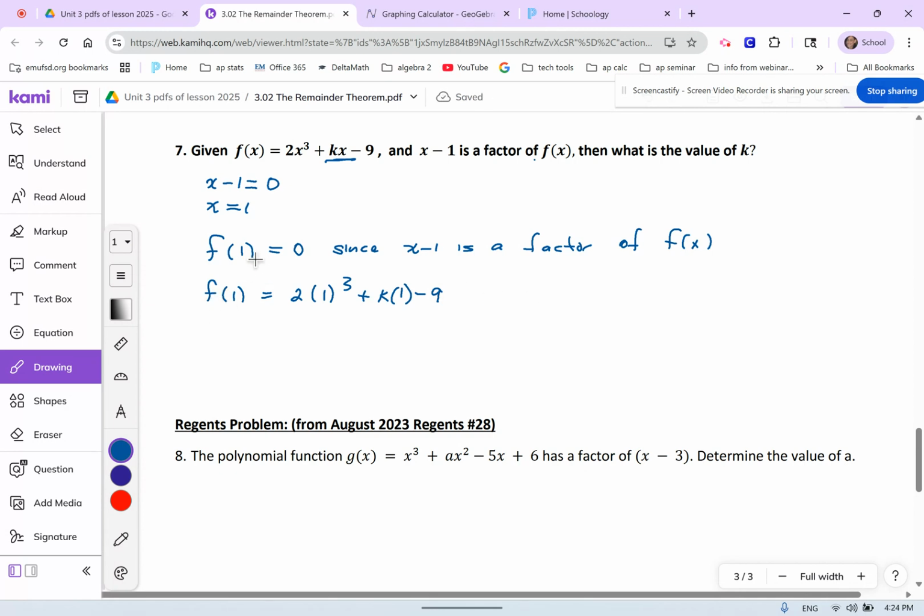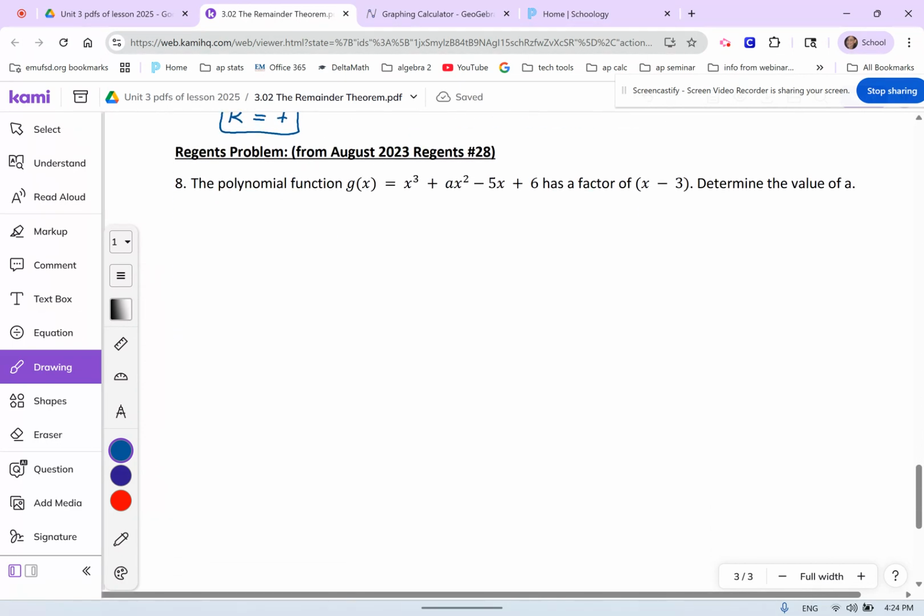I now know, since x minus 1 is a factor, that f of 1 is 0, and I can simplify. 1 cubed is 1 times 2 is 2. K times 1 is k, and then minus 9. I combine like terms on the same side of the equal sign, and 2 minus 9 is -7 plus k. I now solve for k by adding 7 to both sides, and now I figured out that k is 7.